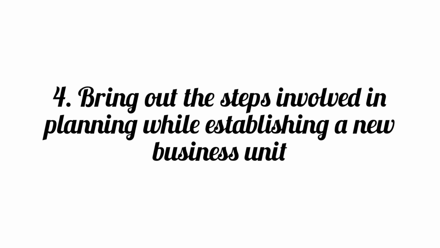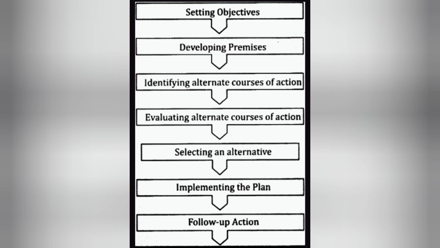Now let's discuss the next question, which is, bring out the steps involved in planning while establishing a new business, or the process of planning. So the planning process is, first of all, we set the objective, and then we need to develop the premises, and then identify alternate courses of action. After that, we need to evaluate the alternate courses of action, and finally select one alternative, and after that we implement the plan, and then we do the follow up action. So these are the steps of the planning process.